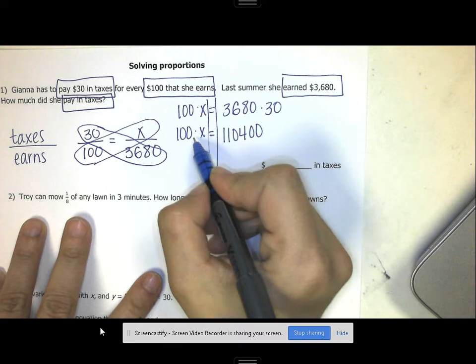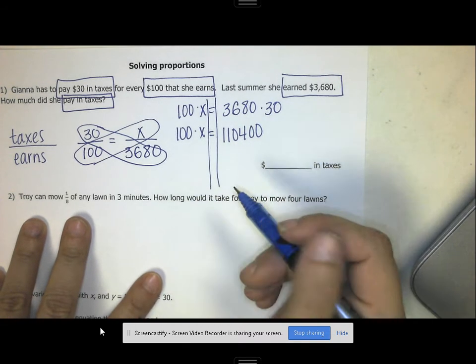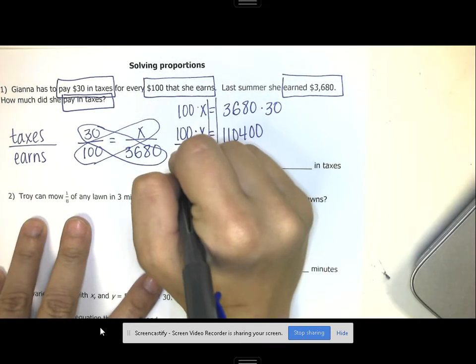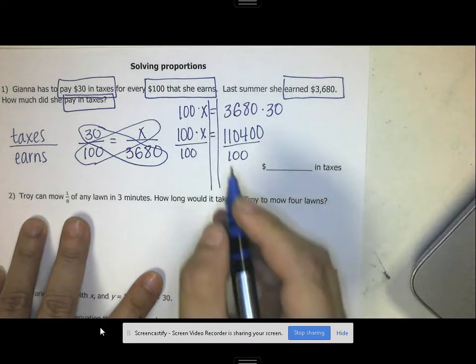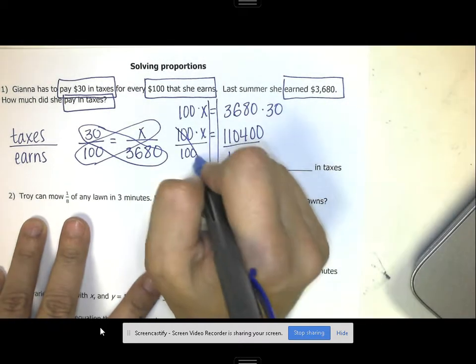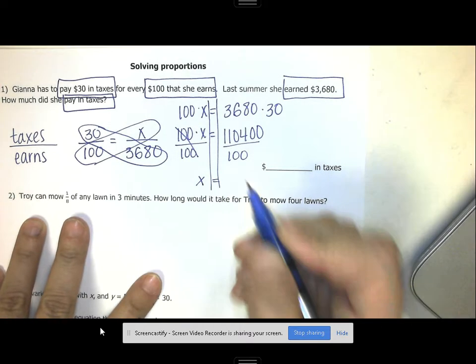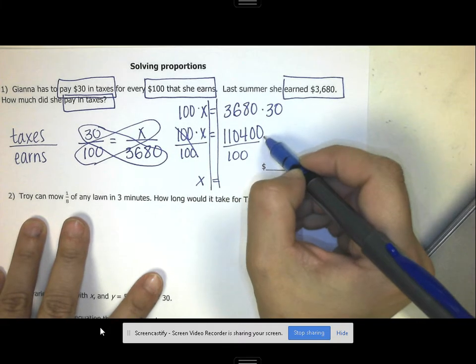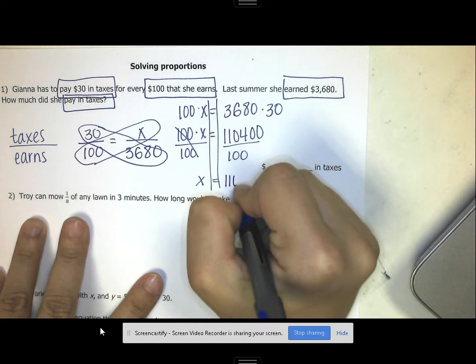Now, since x is being multiplied by 100, to solve for x, I have to do the inverse of multiplication. So since x is being multiplied by 100, I have to divide by 100. And I have to divide this side by 100 as well. 100 divided by 100 is just 1. So on this side, I'm left with 1x, or just x. And then if I divide by 100, I really just need to take the decimal point here and move it 2 spaces to the left. And I get $1,104.